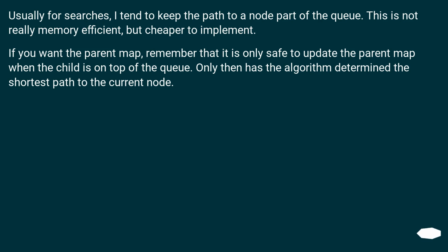Usually for searches, I tend to keep the path to a node part of the queue. This is not really memory efficient, but cheaper to implement. If you want the parent map, remember that it is only safe to update the parent map when the child is on top of the queue. Only then has the algorithm determined the shortest path to the current node.